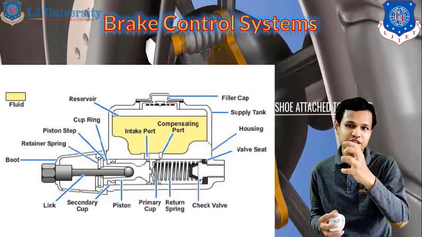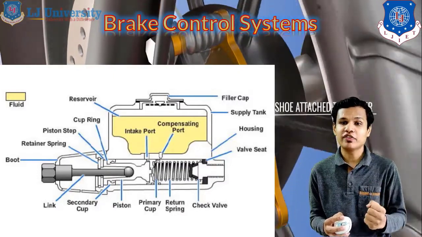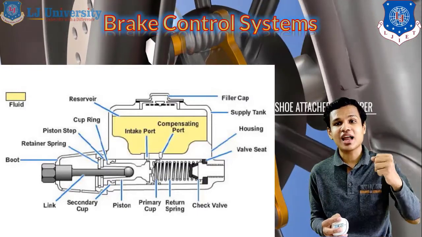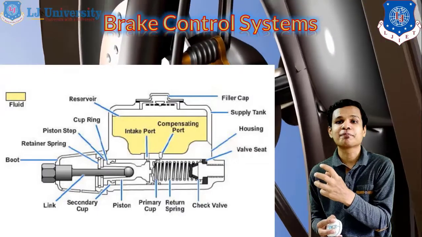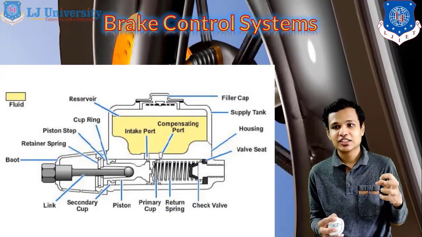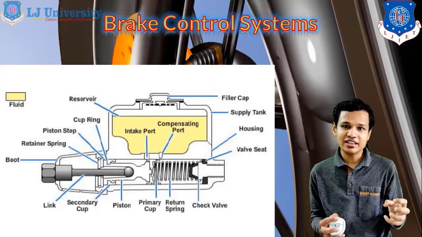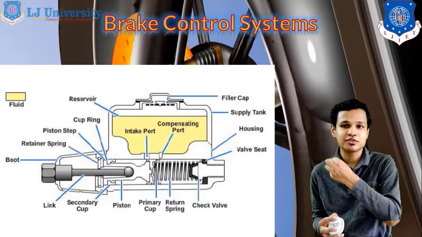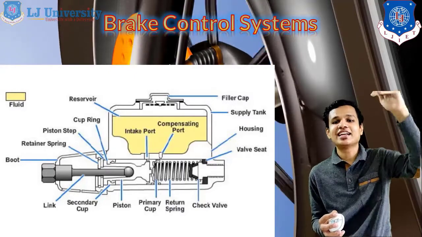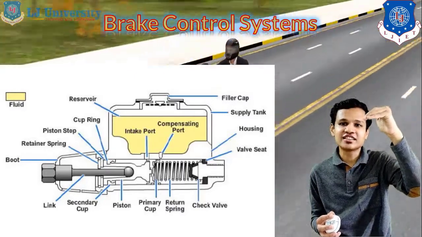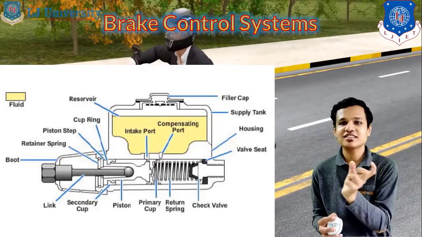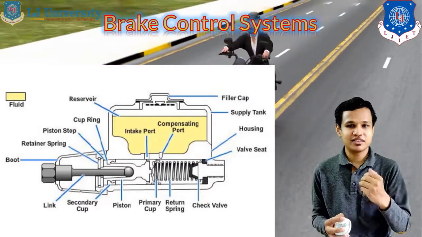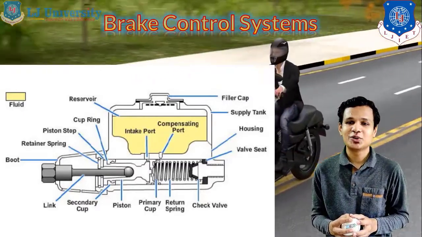To reduce that effect, we supply oil from the intake port during the retraction. So when the oil which went into the brake line comes back, it goes directly back into the reservoir via a compensating port. This is how the master cylinder simply works in the case of two-wheelers.